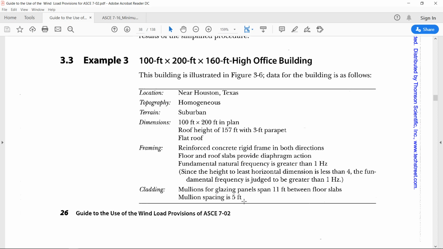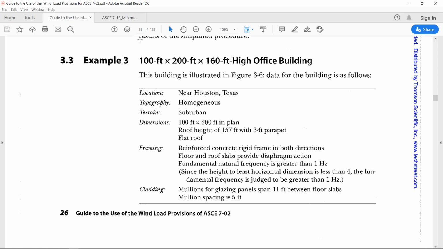It gives the information that the cladding is of glazing panels, that means it's made of glass, and these glass panels are 5 feet wide and they are 11 feet high. So based on this information, the wind load for the cladding is calculated.